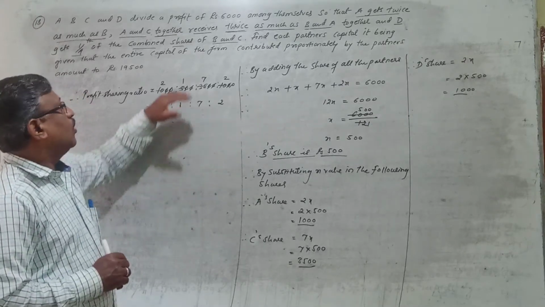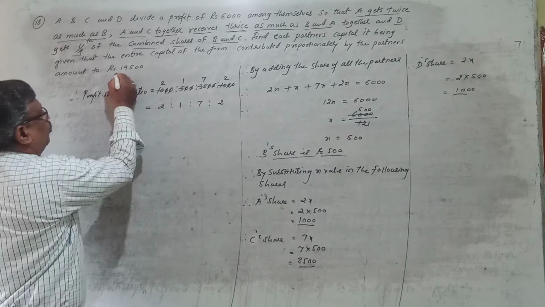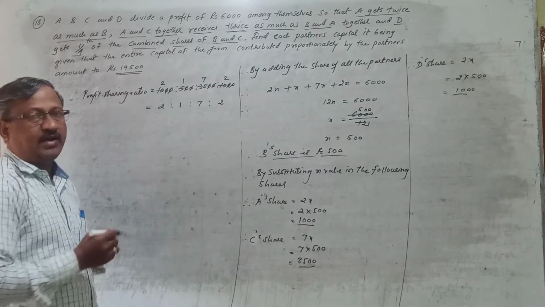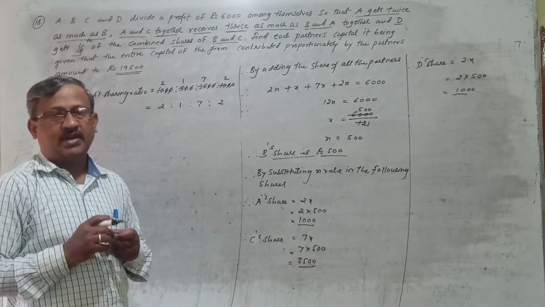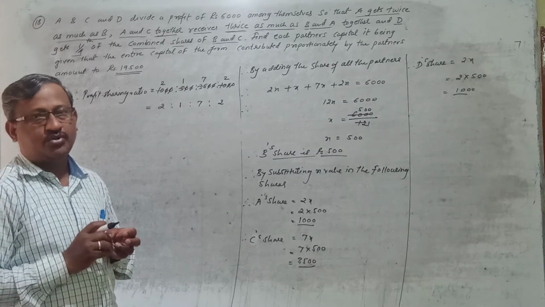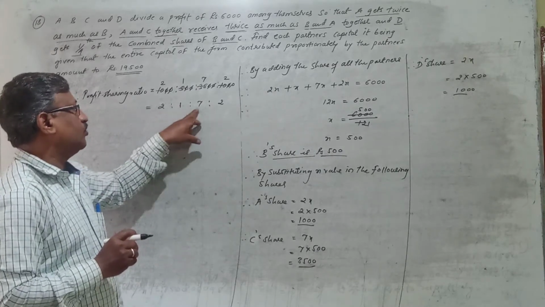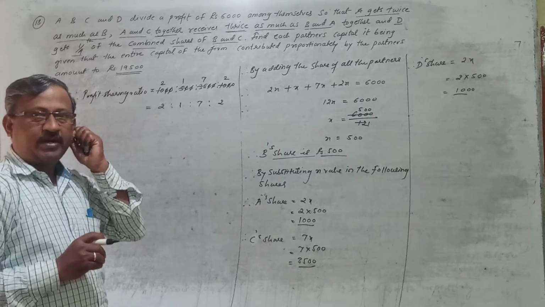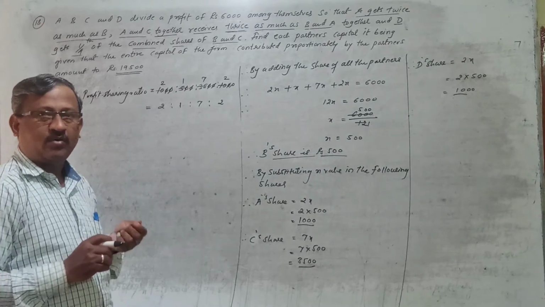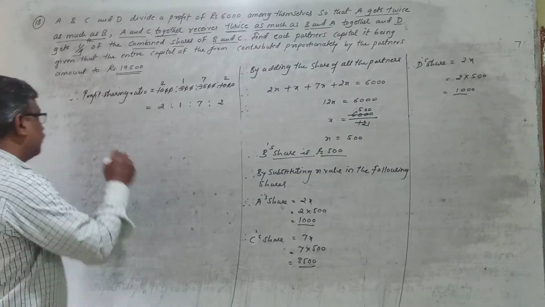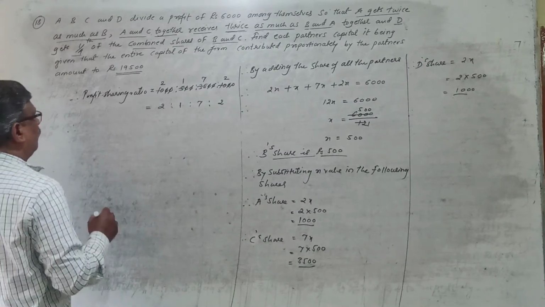So now what I have to do: the total capital they have given in the problem is 19,500. So this 19,500 rupees we have to distribute among these 4 partners in the ratio of 2 is to 1 is to 7 is to 2. So let's distribute and get the capital of A, B, C and D. First we calculate the capital of A.